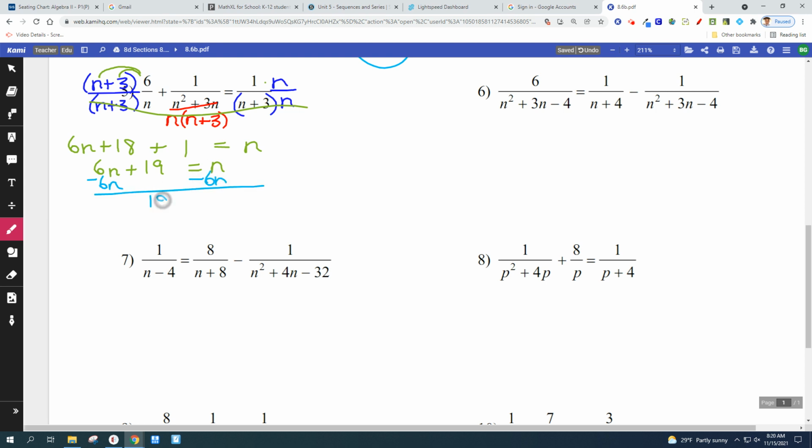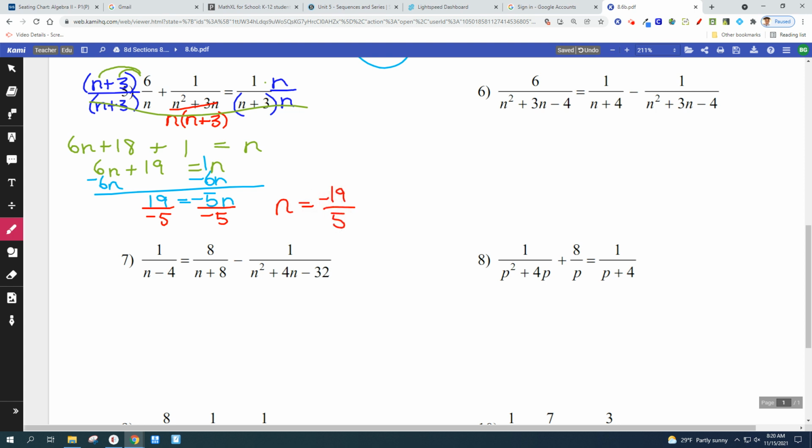So that says 19 equals, I noticed some people struggling with this the other day, n minus 6n. Remember that is a 1. That's 1n minus 6n. That's going to be minus 5n. At which point, to isolate the variable, you're going to divide by this negative 5. And so n is equal to negative 19 over 5.